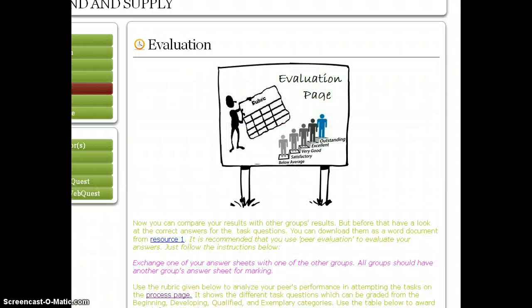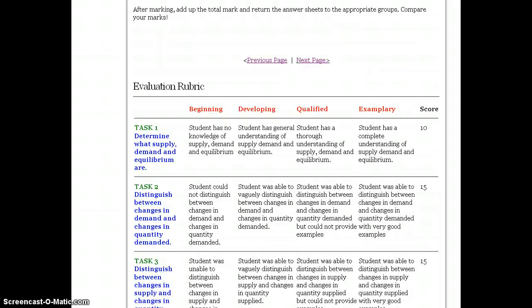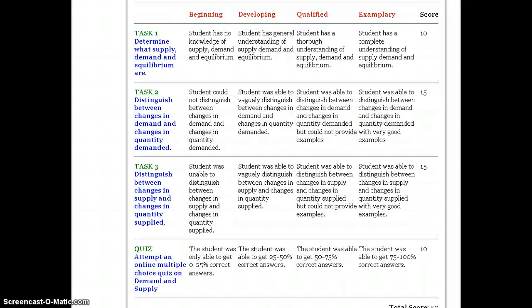You are now on the evaluation page. Scroll down to the evaluation rubric. The tasks are already written there and the scores for each task. That is, task 1 is awarded 10 marks, task 2 15, task 3 15, and the quiz at the end on multiple choice is 10 marks.